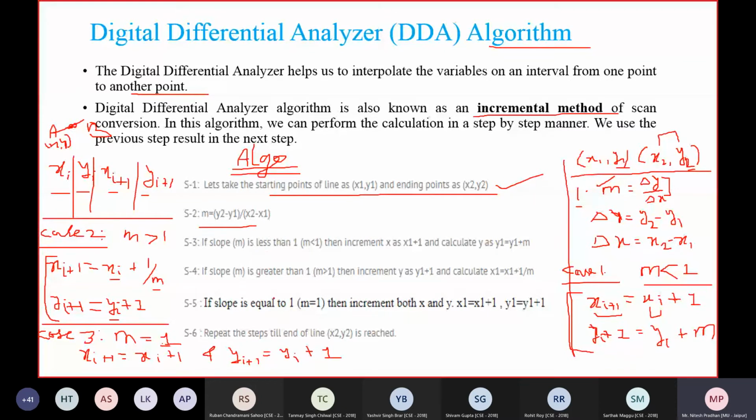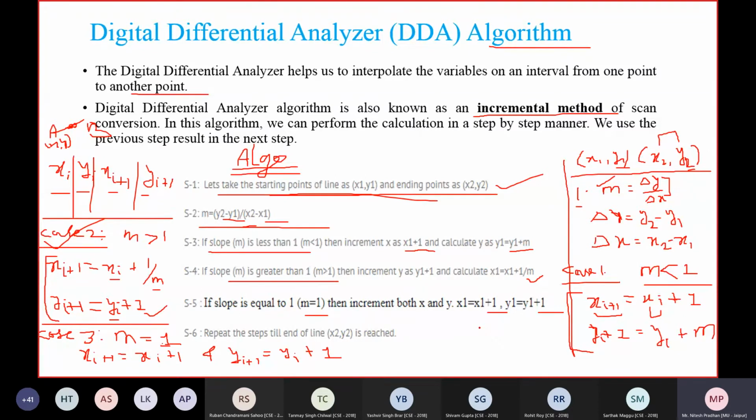So I hope, guys, now let's see this flow. Initially we take the starting point and calculate the slope. Now there are three cases. If your slope is less than 1, it means case 1: you increase x to xi plus 1 and y to y plus m. In the second case, when your slope is greater than 1, you increase your y by 1 and x by 1 over m. And the third case, when the slope is equal to 1, it means delta y and delta x are the same. In that case, you increase both the x and y coordinates by 1. You repeat this process until you reach the x2, y2 point.